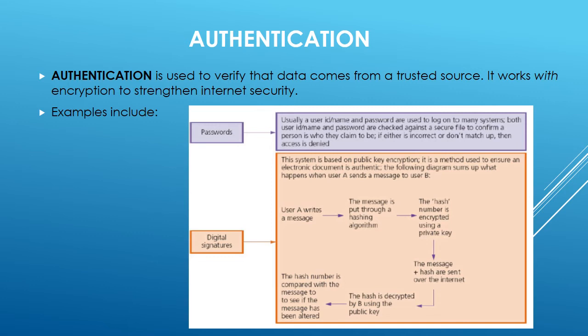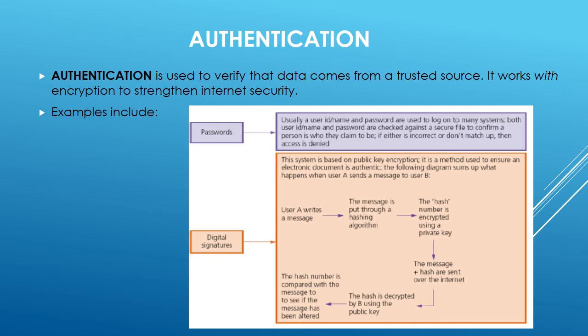In digital signatures, this system is based on public key encryption. It is a method used to ensure an electronic document is authentic. The following diagram sums up what happens when a user A sends a message to user B. User A writes a message. The message is put through a hashing algorithm. The hash number is encrypted using a private key.